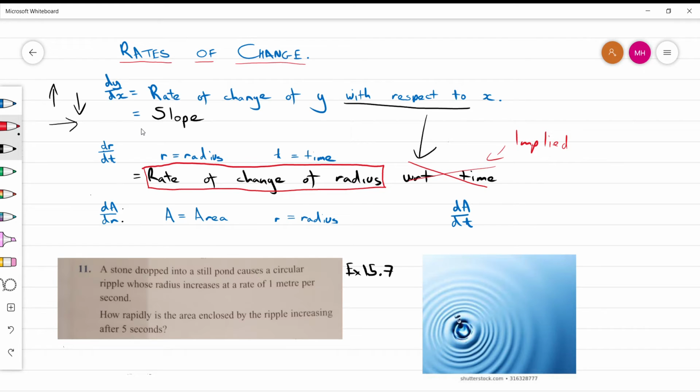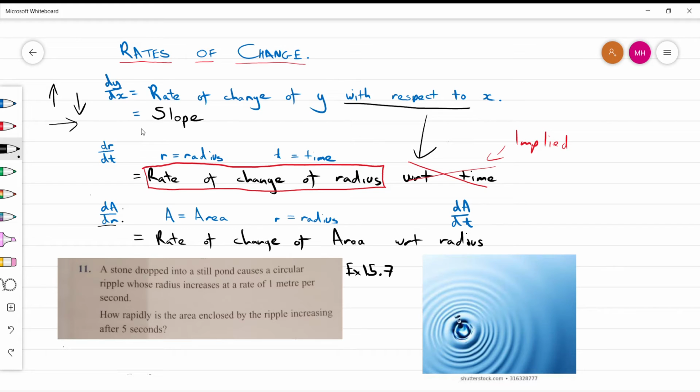Now, the one below here, what does this mean, dA/dr? Well, if A stands for area and r stands for radius, dA/dr is just the rate of change of the area, in this case with respect to the radius. So, if the radius of something is changing, like a circle, obviously the area is going to change, and the rate is what this tells us.